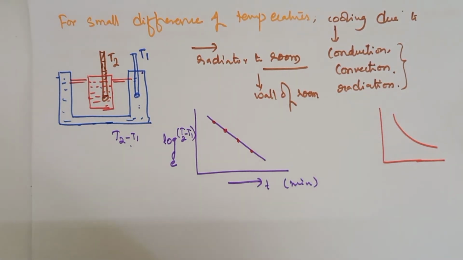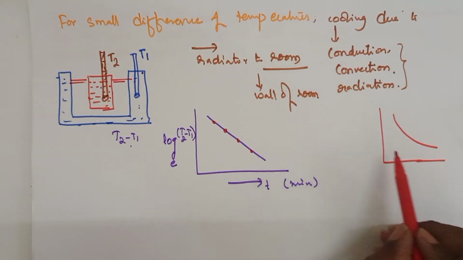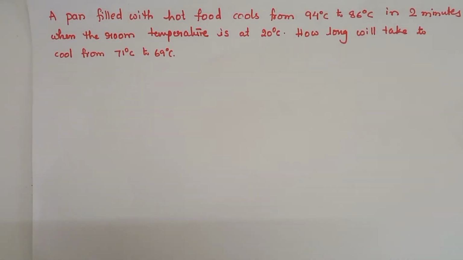So these approximations are valid. Of course this is a straight line, this is curved, both are having negative slopes. So we can understand that Newton's law for a small difference in temperatures is valid. Now, an example problem: how to solve this.